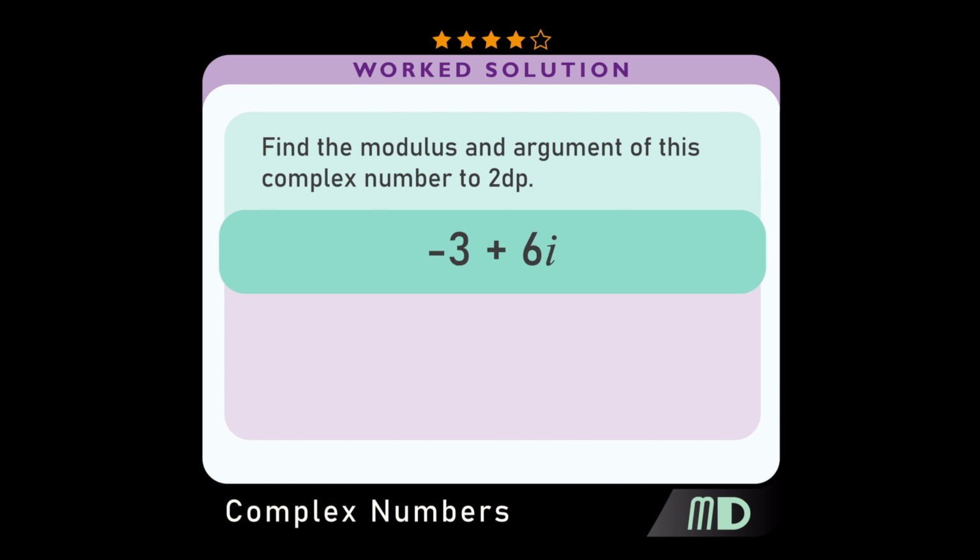Now, in this video, we're going to answer the following question. Find the modulus and argument of this complex number to 2 decimal places. And we've been given the complex number -3 + 6i.